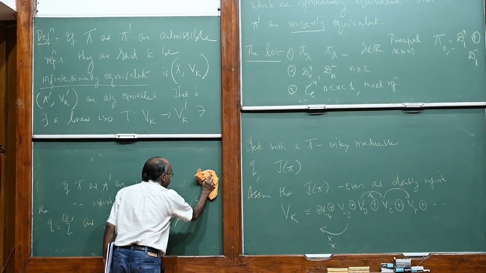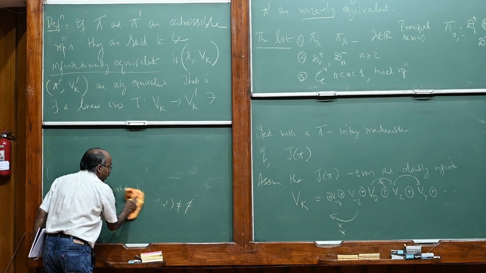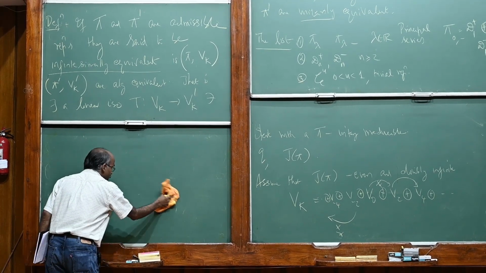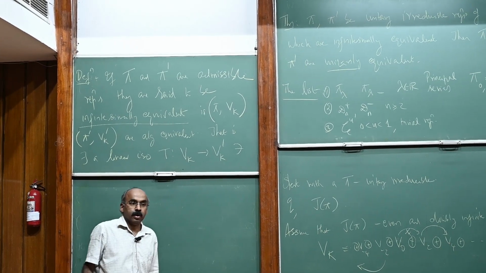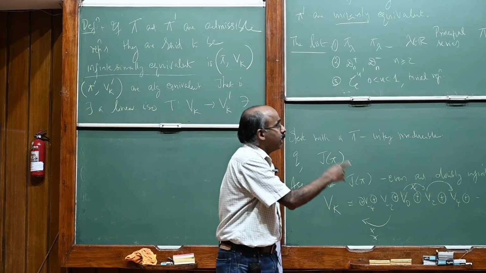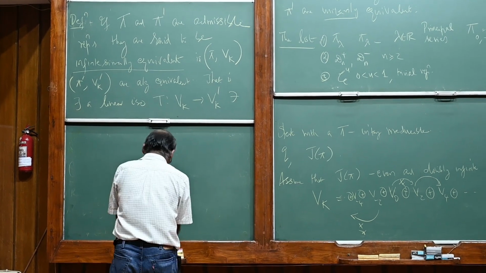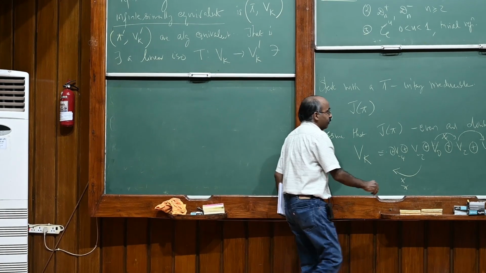Now, the problem is I don't know anything about Q yet, the value of Q. So given that it's a unitary representation, we can compute the possible ranges of Q, and then compare with the list. So let us try to do it. This is where some computation is needed. So let's take a vector from here.